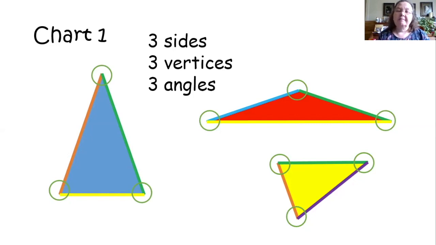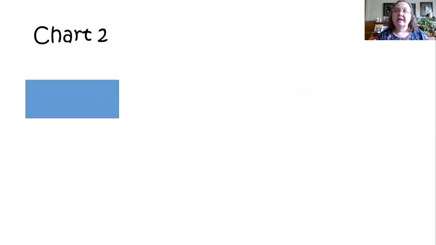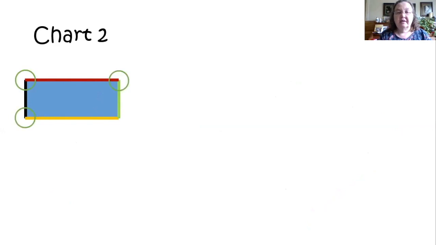Let's move on. So take your manipulatives and I want you to make something that has 4 sides. Here's my first one. Let's count. 1, 2, 3, 4. Now, let's count how many angles and vertices it has. 1, 2, 3, 4.